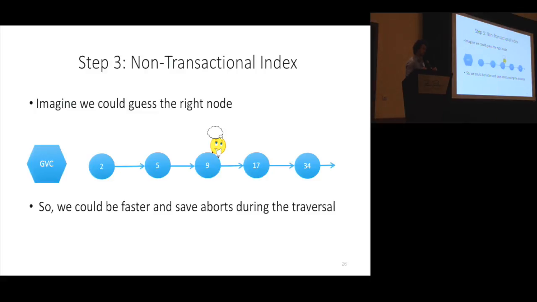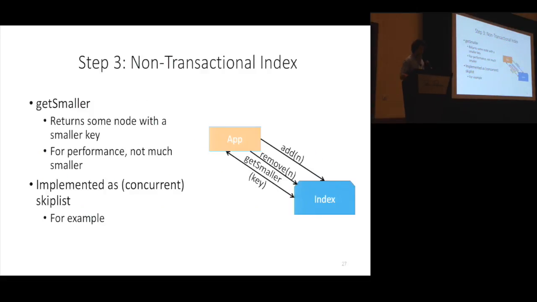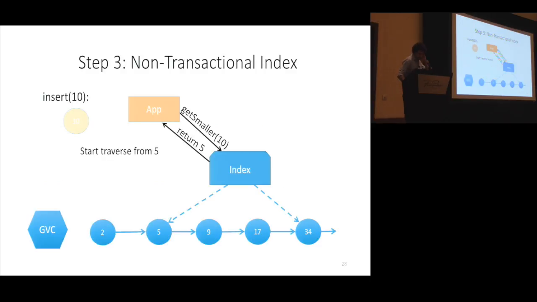It is important that what we do is non-transactional, because if you have lists, you have to maintain big read sets because you traverse the layers, and conflicts on this skip list will also lead to aborts, and we want to avoid it. So we use an external index that supports add node, remove node, and get smaller, which is simply: I give it a key and it gives me another node with a key smaller than the one that I give it. Implemented it as a skip list. There was no problem to implement it as a skip list outside the transaction.